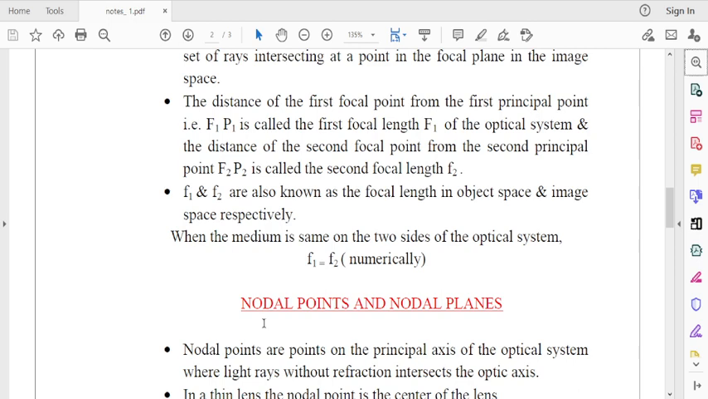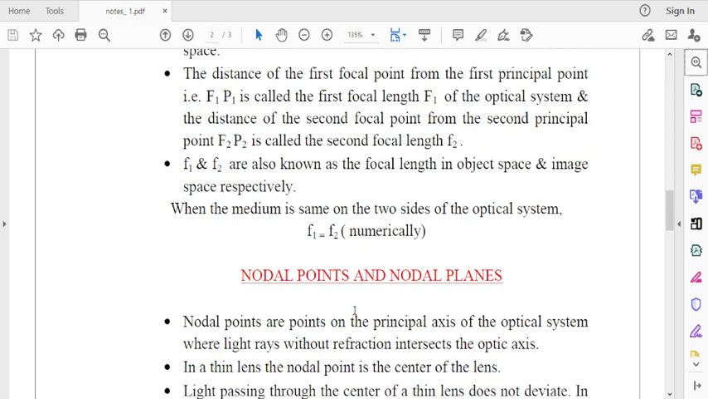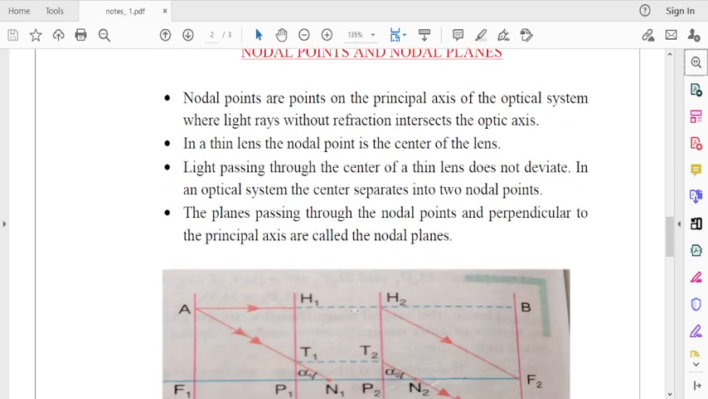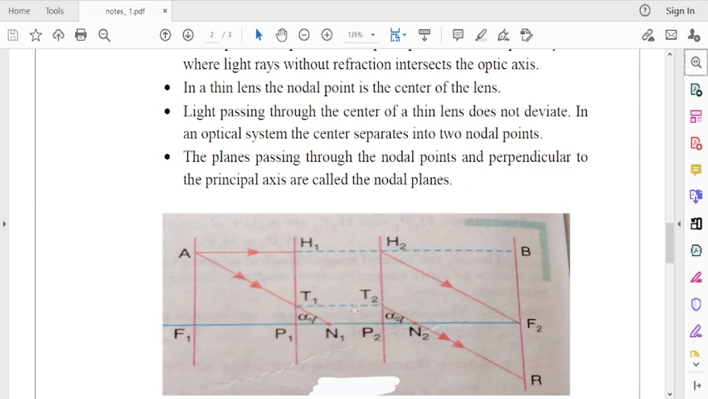Now here we will see nodal points and nodal planes. For that, again we will look at this diagram carefully. These are the rays which are incident, and here P1 is the first principal plane, P2 is the second principal plane, and points P1 and P2 are the first and second principal points, this is the first focal point, second focal point, and see this N1 and N2, these are the two nodal points.